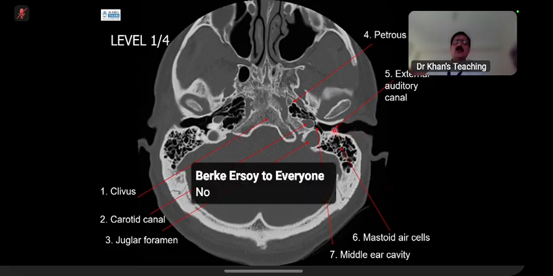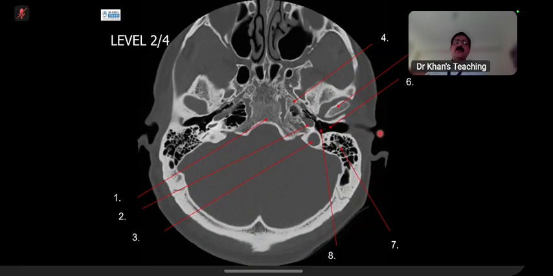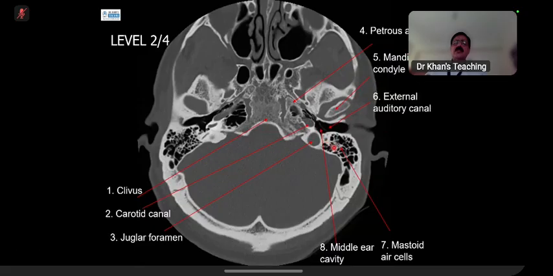So this is the external auditory canal. This is the petrous apex, and part of it is pneumatized here. And of course, this is the clivus, and this is the carotid canal. This is the jugular foramen. And the middle ear cavity is coming into view. This is the TMJ. Here we can see the external auditory canal, the middle ear cavity, mastoid air cells, and of course, this is the clivus, and this is the petrous apex.